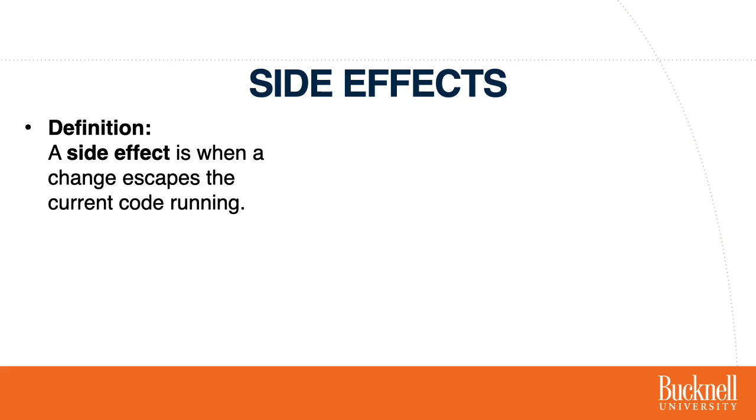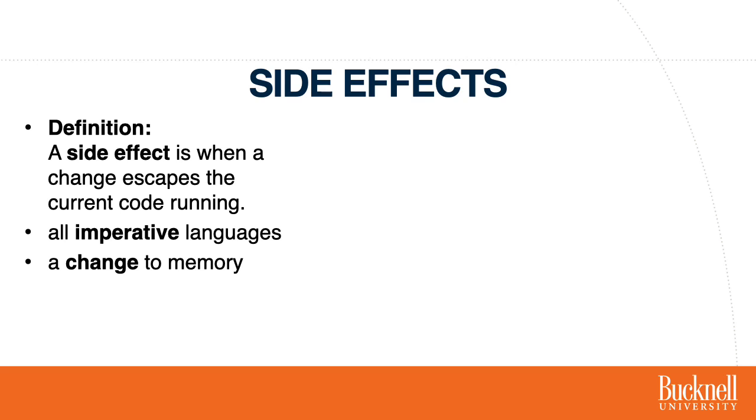Let's define side effect. A side effect is when a change escapes the current code running. Side effects occur all the time in imperative languages, and not so often in languages like Prolog or Haskell. They include a change to memory, such as a change to what's stored on the stack. If int z equals 2 is in a function, that is information being put on the stack.